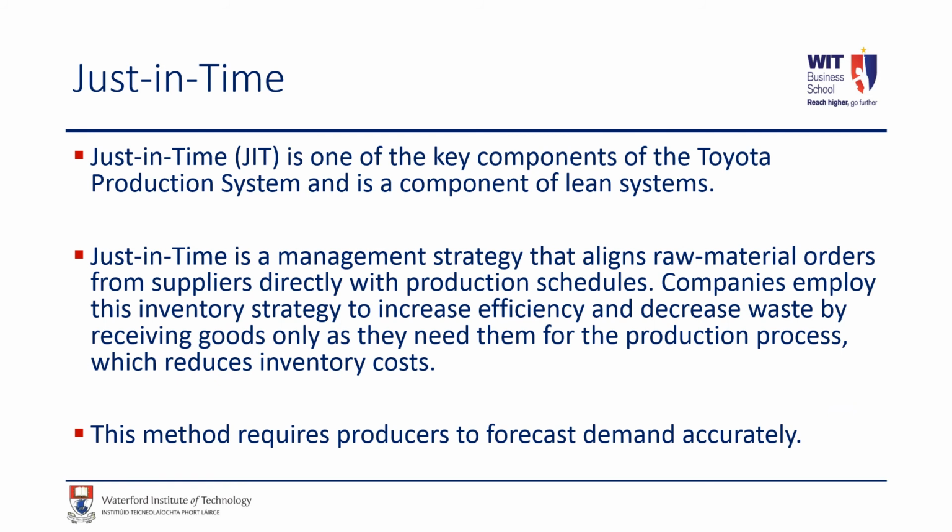Just-in-time is worth considering here. Just-in-time is one of the key components of the Toyota production system, which is, if you like, quite often seen as the foundation of lean systems. And really what just-in-time is, it's a management strategy that aligns raw material orders from suppliers directly with production schedules. So companies employ this inventory strategy to increase their efficiency and decrease waste by only receiving goods as they need them for the production process, and that reduces your inventory costs.